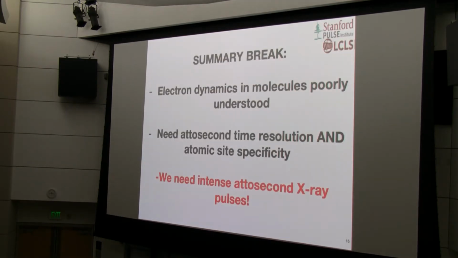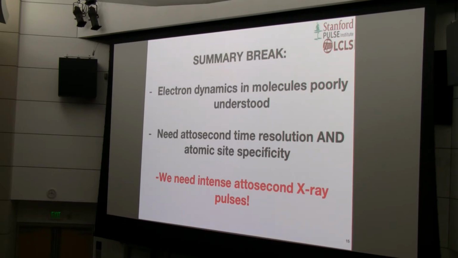So before I get into the technical part of my talk, I want to have a little summary of what I just said. One is that electron dynamics in molecules is poorly understood, and it is an interesting problem. And we need attosecond time resolution and atomic size specificity if we really want to understand it. So what it really means is that we need intense attosecond X-ray pulses. That's what's going to give us the experimental infrastructure to understand this problem.